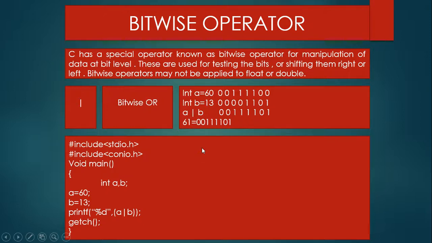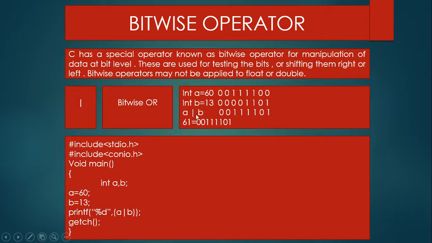Okay, and in the next PPT I simply explain another bitwise operator. This is called the bitwise OR operator, and I am taking the previous variables and their values and binary format. I simply write here a equals 60 and its binary format is 00111100, and variable b assigned 13, and binary format is 00001101.